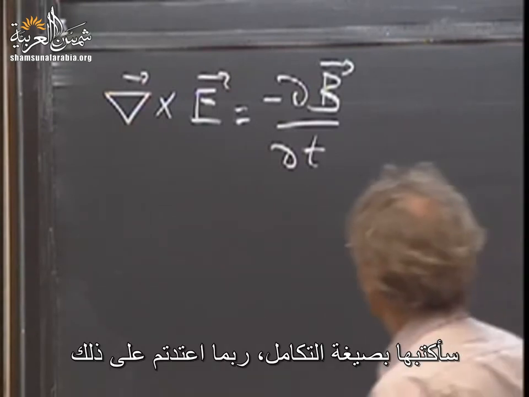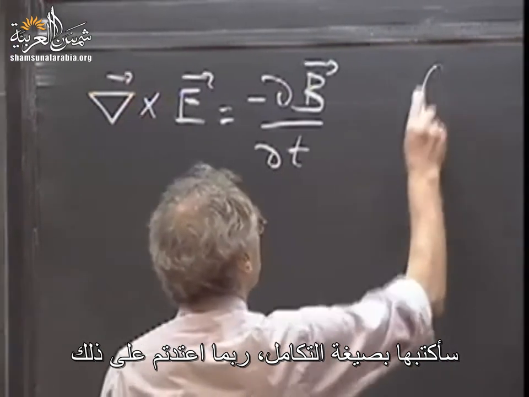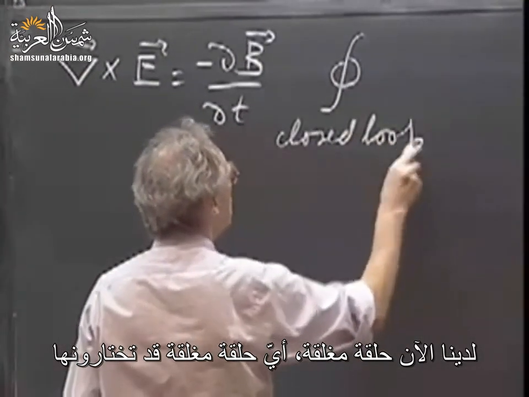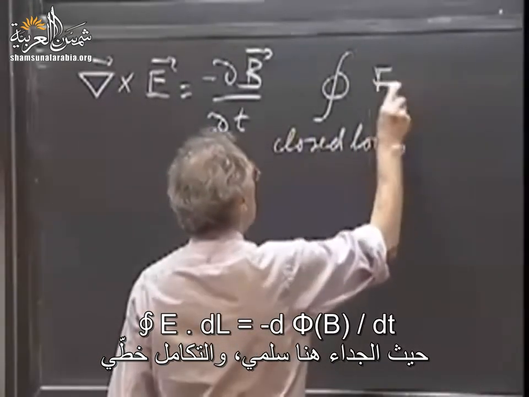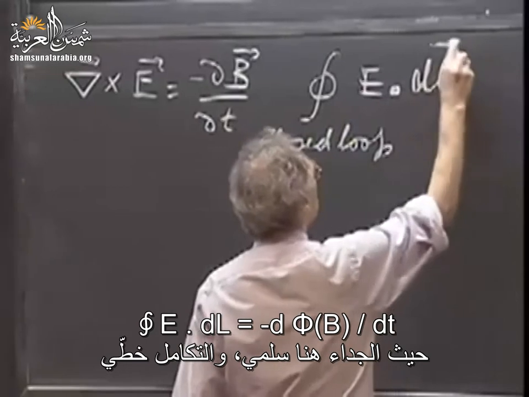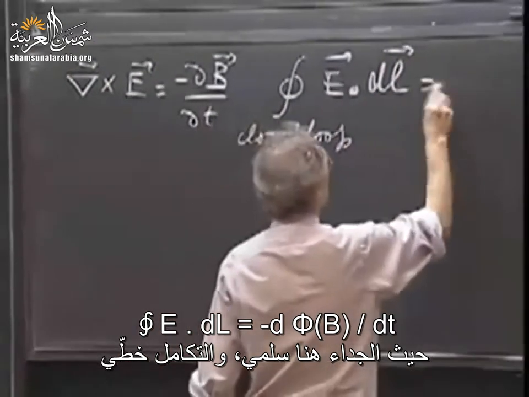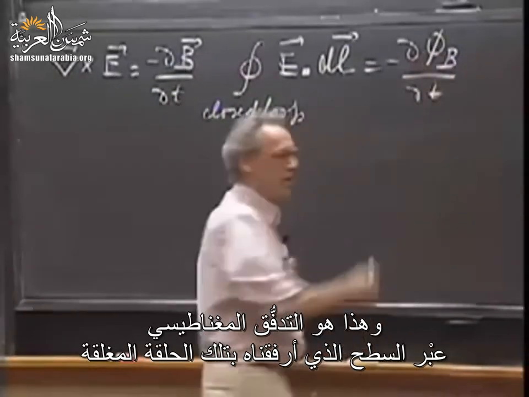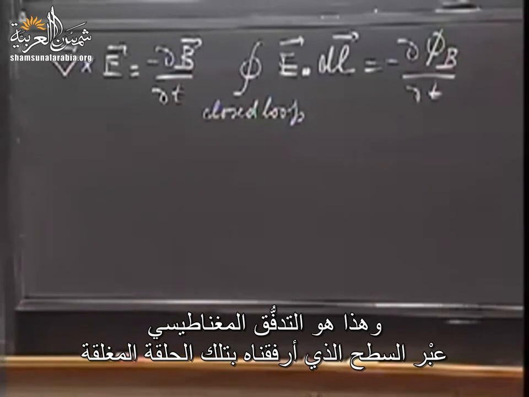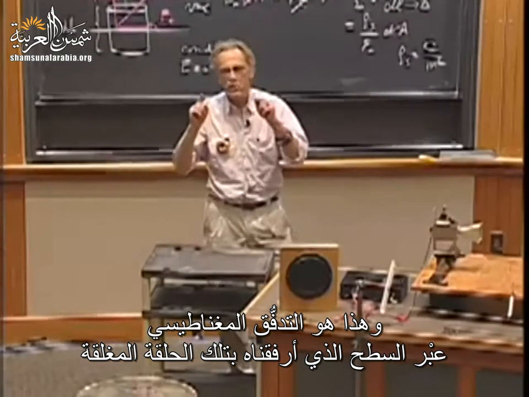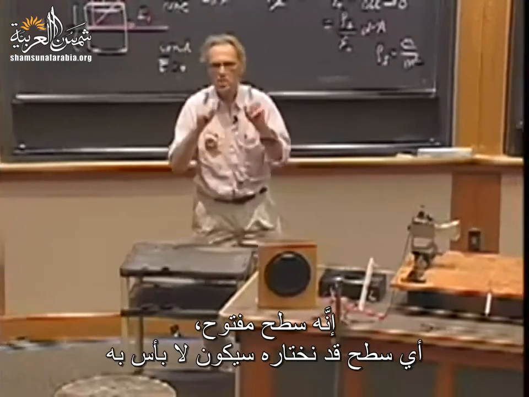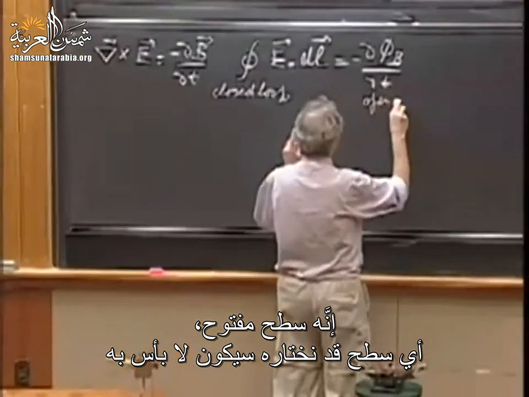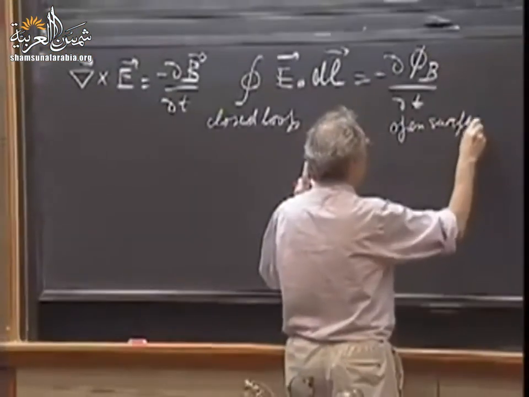And I'm going to write this in integral form, because you're probably used to that. This is a closed loop now. Any closed loop that you may choose of E dot dl, is a dot product, it's a line integral, equals minus d phi b dt. And this is a magnetic flux that goes through the surface that you attached to that closed loop. It is an open surface. Any surface that you may choose is fine. It is an open surface. I cannot stress that enough.